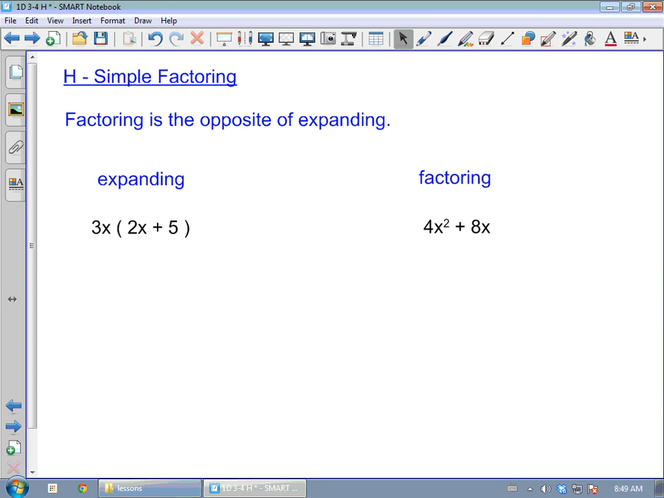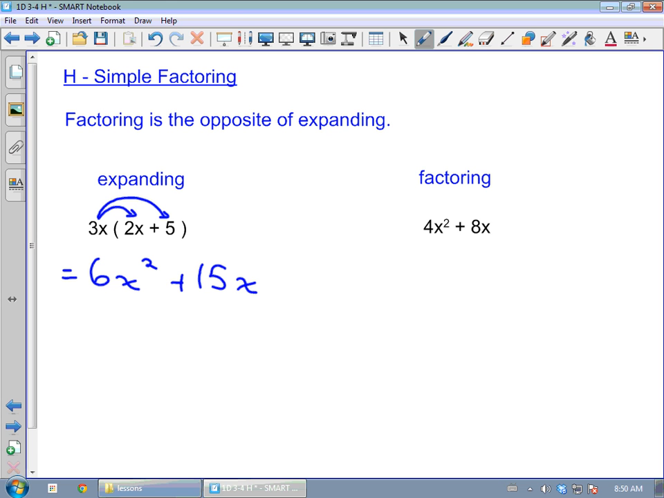So if we had an expression like 3x times (2x plus 5), we've got a binomial here in the brackets, and we've got just a single term out in front. What we knew to do was to take this 3x and multiply it by everything inside these brackets. So we took the 3x, multiplied it by the 2x, then took the 3x and multiplied it by the 5. And when we did that, we got an expression like 6x squared plus 15x. So we took something with a term out front and an expression in brackets, and we wrote it as two terms added together.